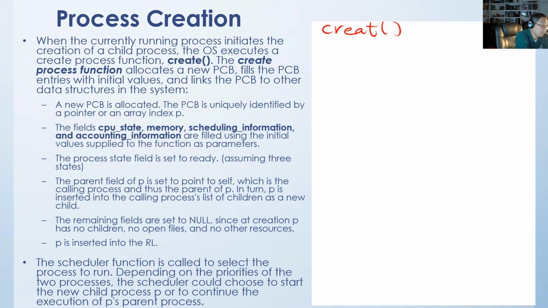Remember the PCB, the process control block, is the data structure that the operating system creates when a process is created. Then the operating system fills the PCB entries, the fields, with initial values, and also the links from the PCB to other data structures in the system. So a new PCB is allocated. The PCB is uniquely identified by a pointer or the array index P. And then fields like CPU state, memory, and scheduling information are all filled using initial values.